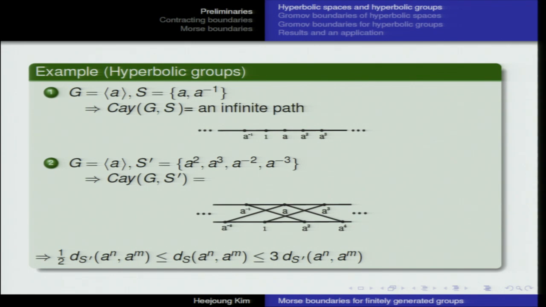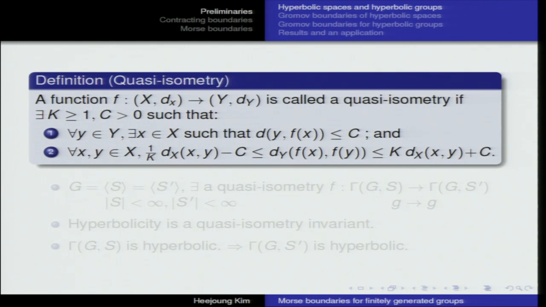Two metrics are very similar up to some scaling. So in particular, in this case, we have these inequalities. So the distance between 2 points in this graph has bounds with respect to the distance between 2 points in this graph. So we need the notion of quasi-isometry.